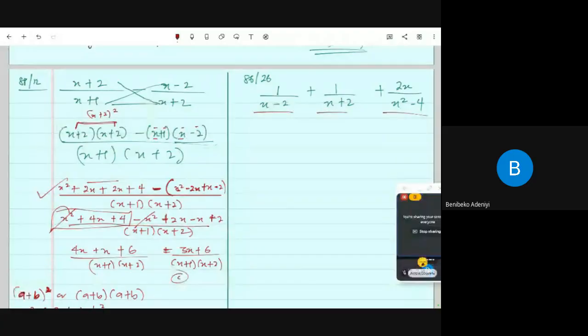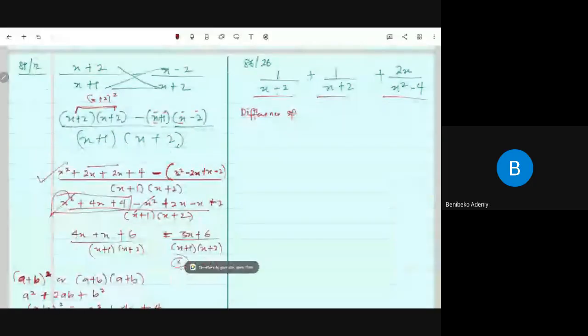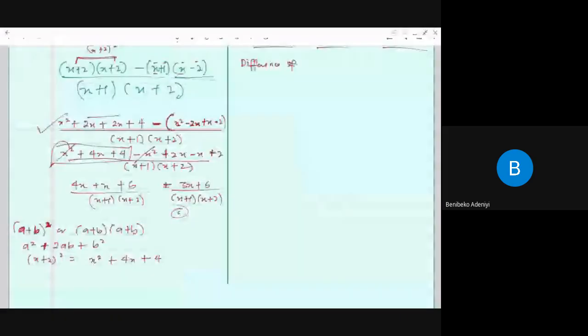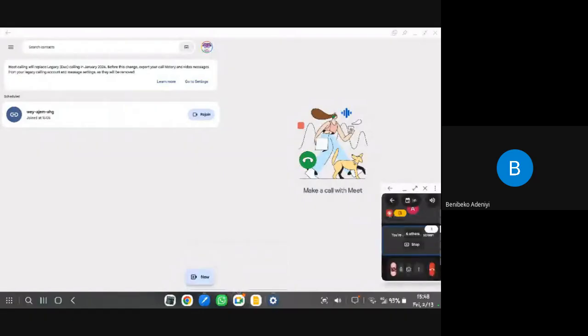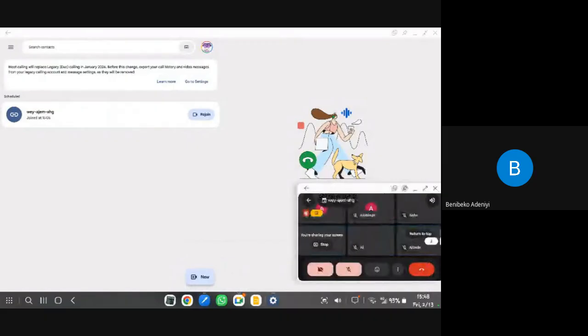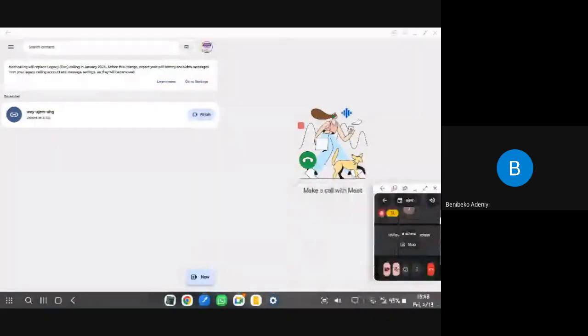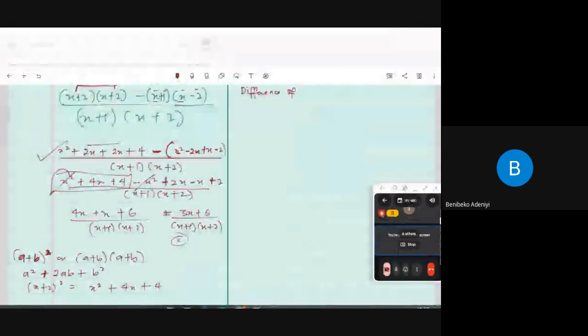So (x minus 2)(x plus 2). So I have an identity: difference of two squares. Okay. So difference of two squares.